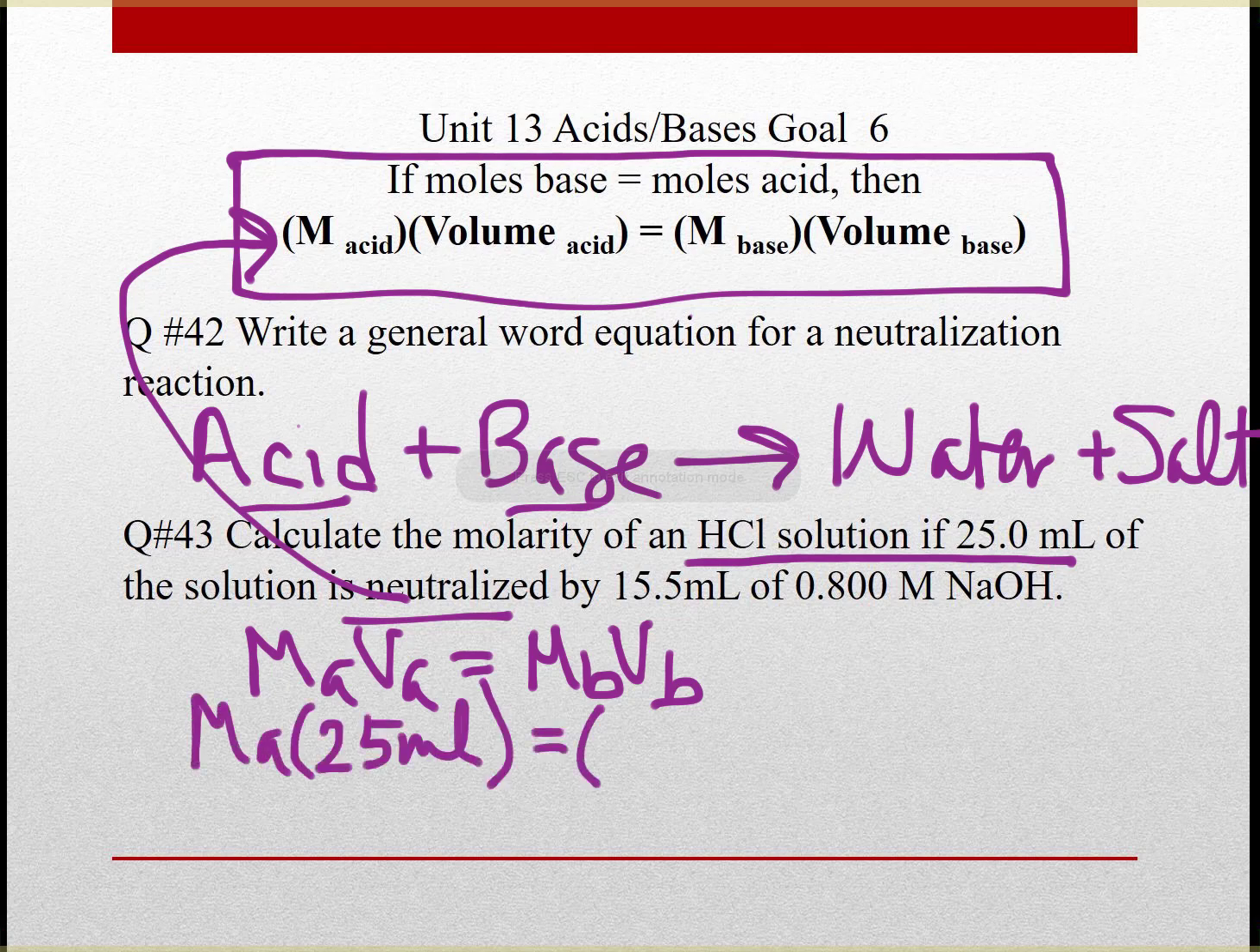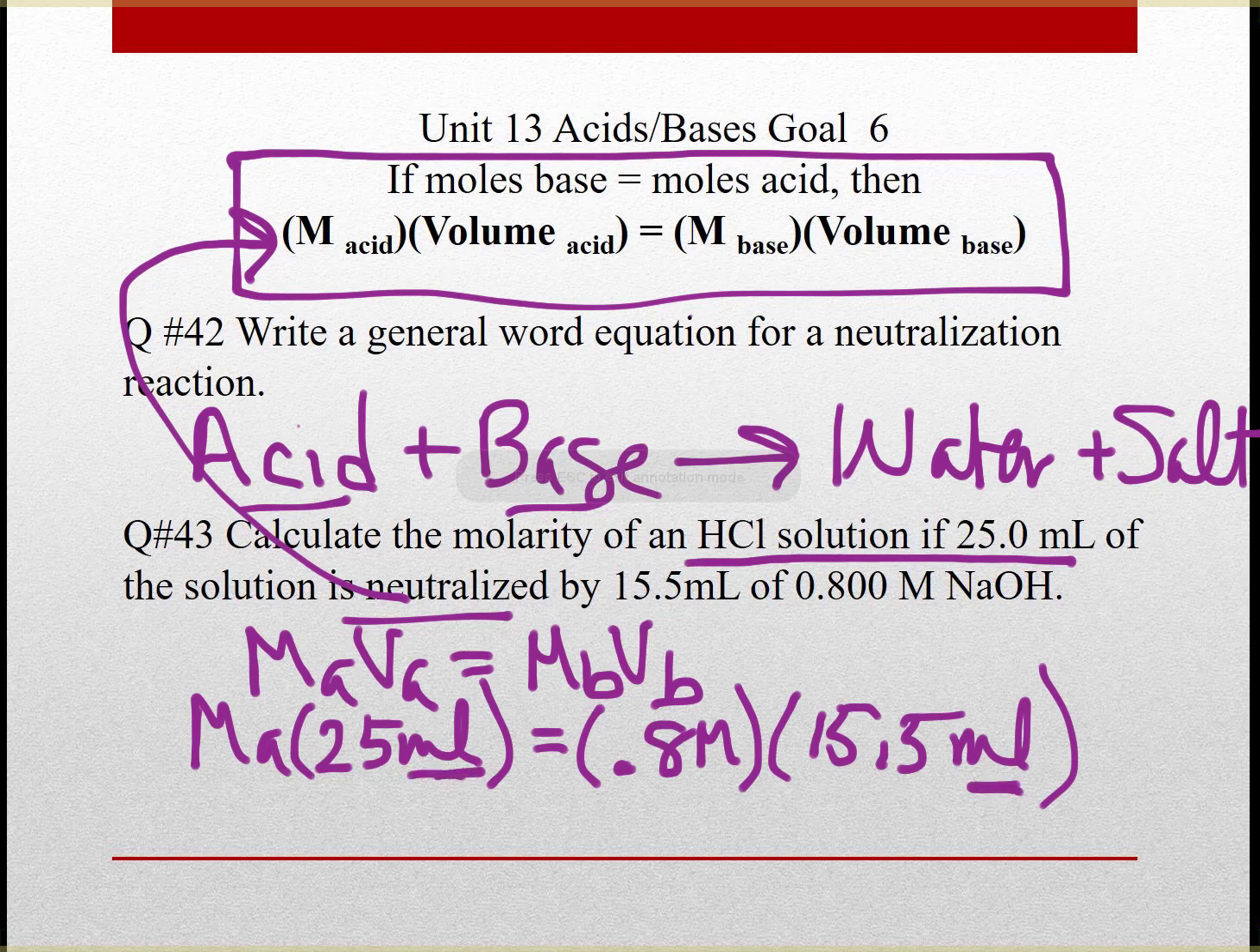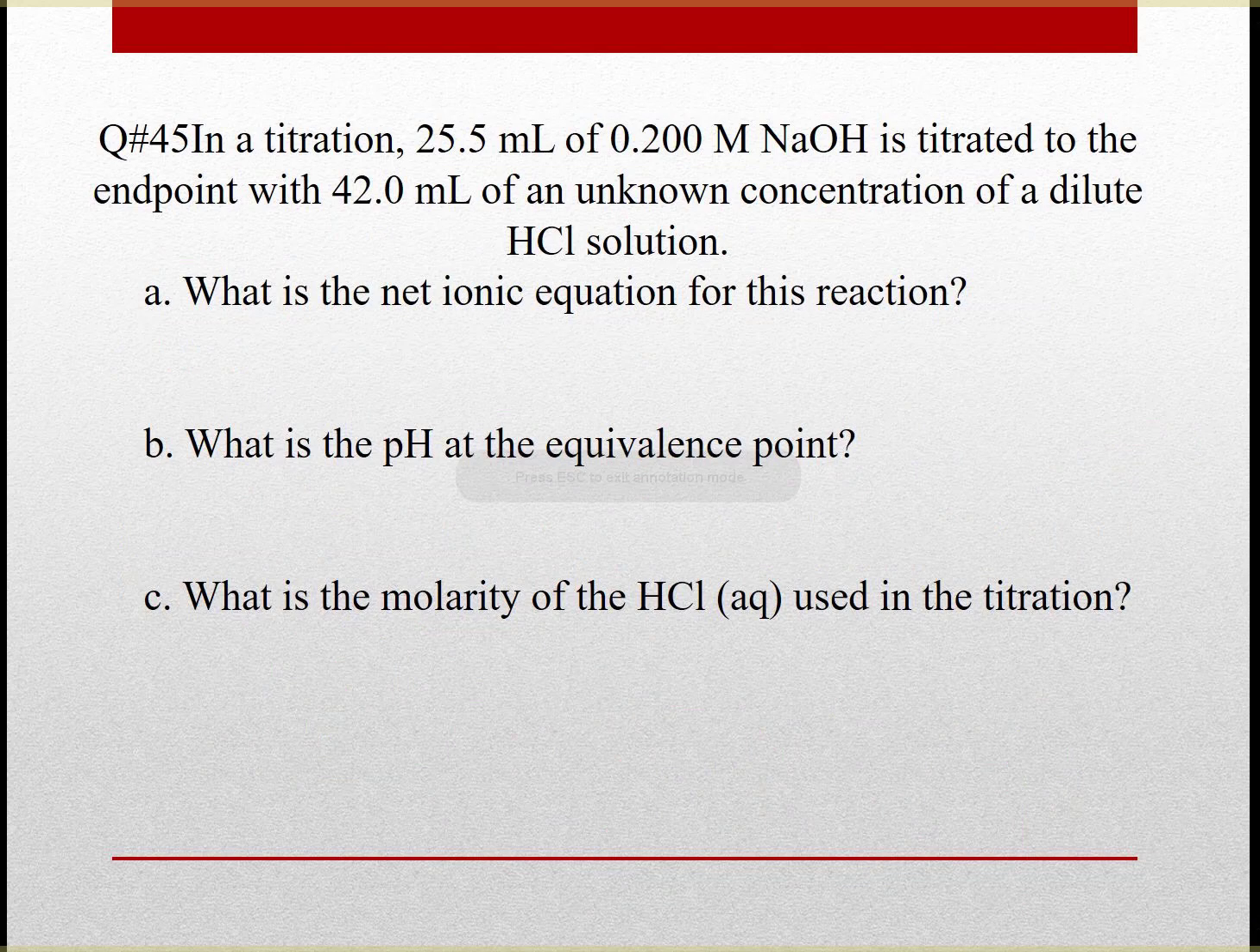I do know my base. As long as my units are the same, I don't have to change them to liters. All right, let's do the math: 0.8 times 15.5 divided by 25. And I get that the molarity of my acid is 0.496 M, with 3 sig figs. All right, let's skip to question number 45.